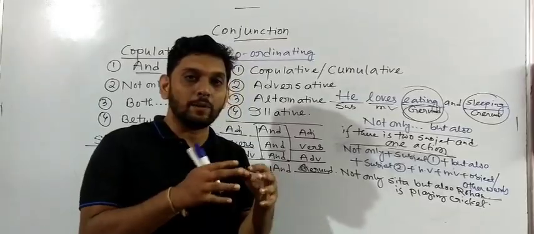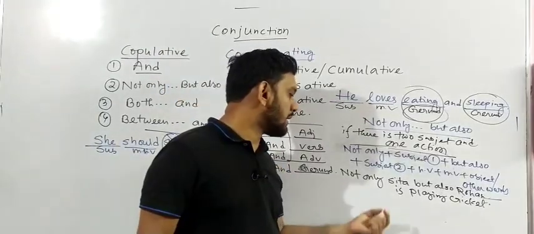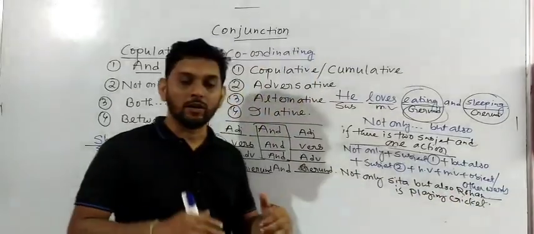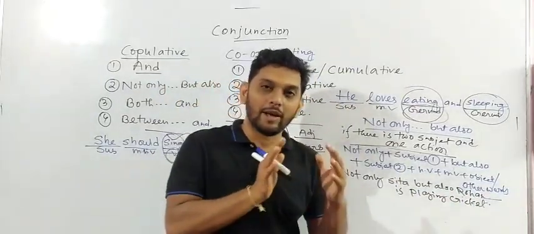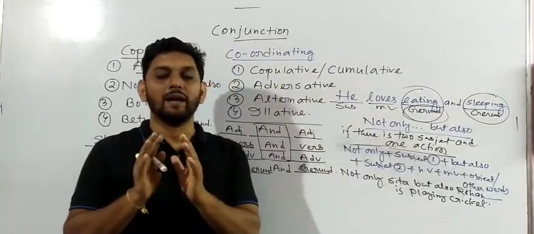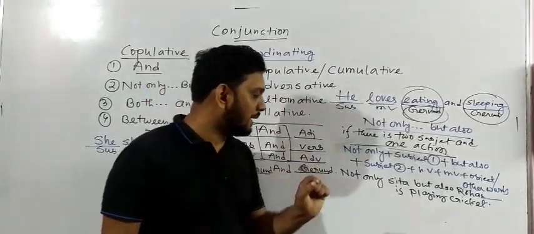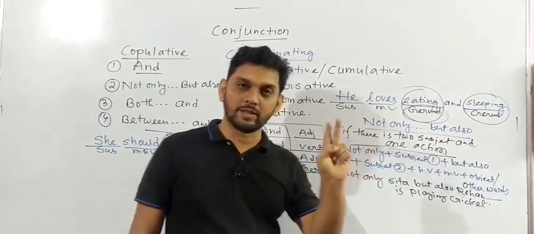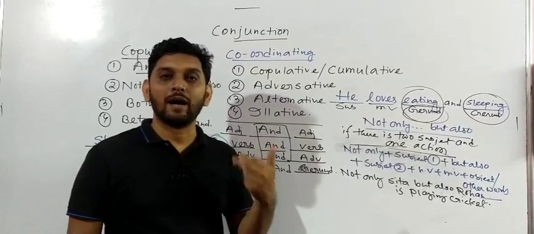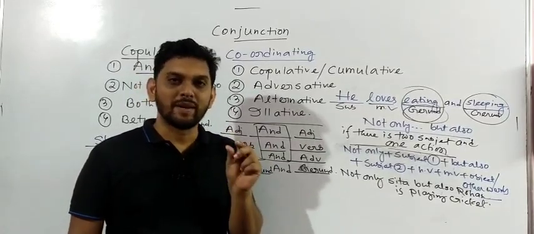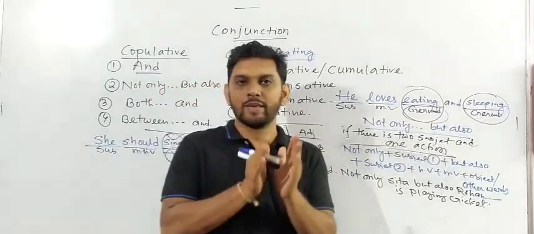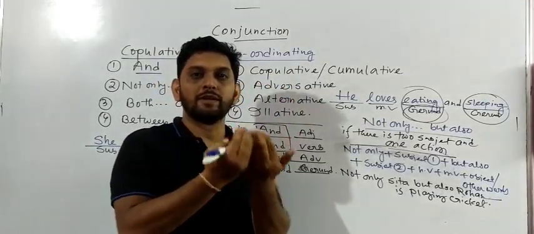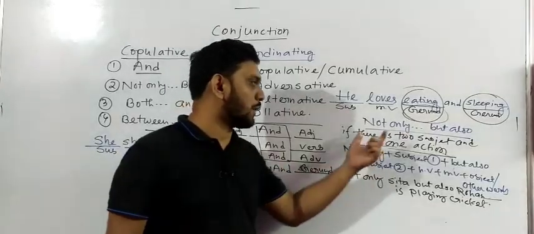But what is the meaning of this sentence? Not only Shita but also Rohan is playing cricket. That means both of them, Shita and Rohan, are playing cricket. How many subjects are there? Two subjects, Shita and Rohan, and both of them are performing the same action. In that case, you can use not only but also.